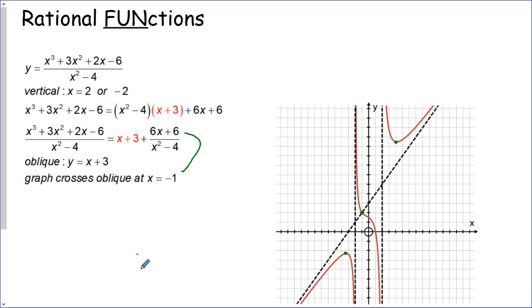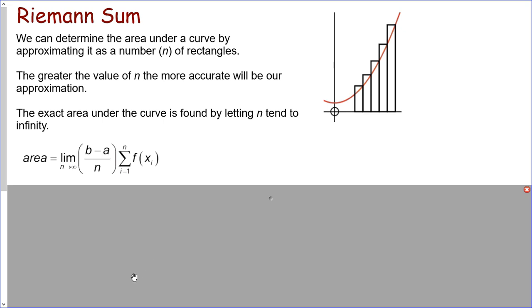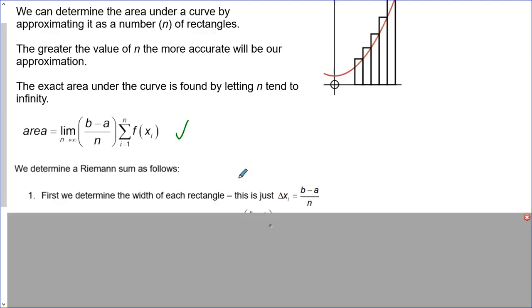Okay, right. We're going to now move on to this concept of a Riemann sum, which is basically the determination of an area under a curve by partitioning it into rectangles. And obviously, the more rectangles you have, the more accurate your answer will be. And the exact area involves a limit as n approaches infinity. And we get given this formula on the data sheet. Right, so let's look at the sort of process.